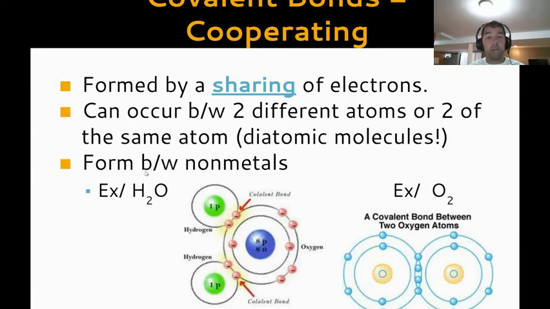So generally, covalent bonds form between non-metals. Oxygen, as you probably know, is a non-metal. Hydrogen is also a non-metal. And if you don't remember this, we talked about this in a previous video. Metals are located on the top right corner of the periodic table. Okay, so on the right side of the staircase is where the non-metals are. So that's the types of things that make covalent bonds.